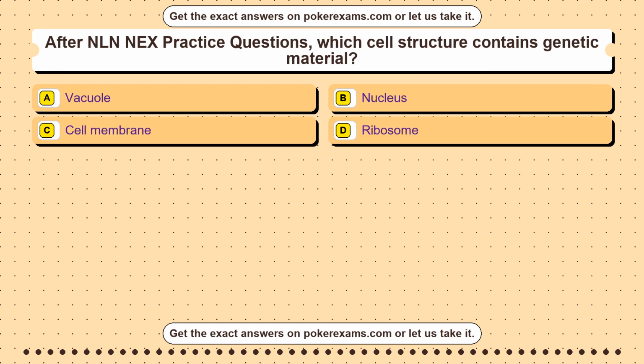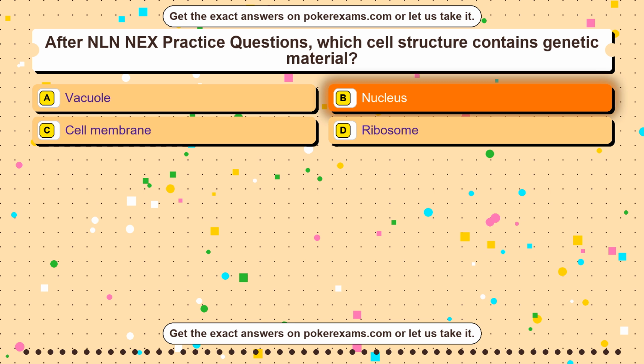Question 36. After NLN NEX Practice Questions, which cell structure contains genetic material? Option A, vacuole. Option B, nucleus. Option C, cell membrane. Option D, ribosome. The correct answer is option B, nucleus.